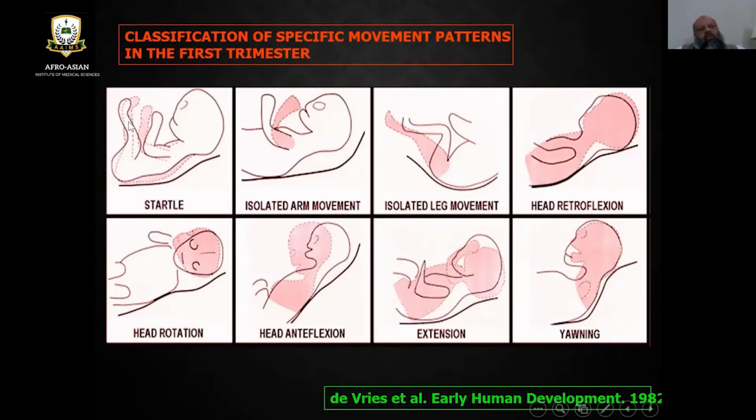The leg will be moved. Both leg movement can be seen, which is the startle. Isolated arm movement, the arm will be moved like this, isolated leg movement. And we have the head retroflexion. Then there is yawning, extension, head anteflexion, forward movement. Here it was in the back side, and head rotation, moving the head on different sides.